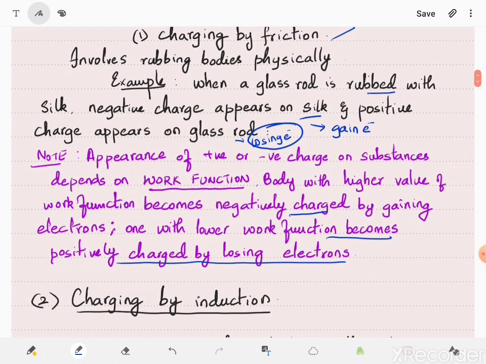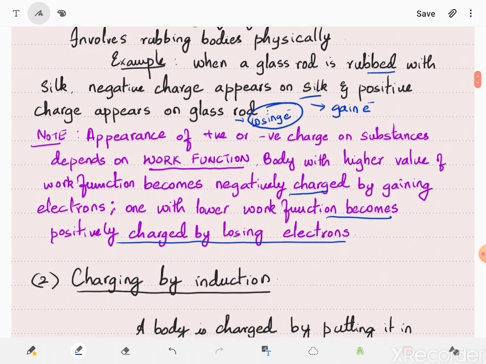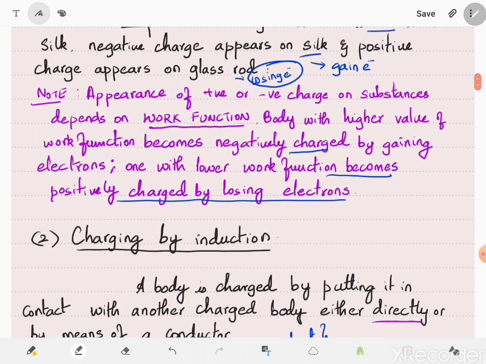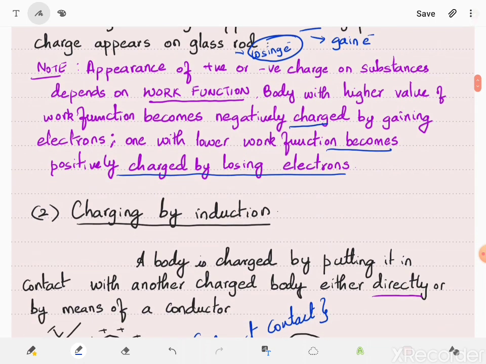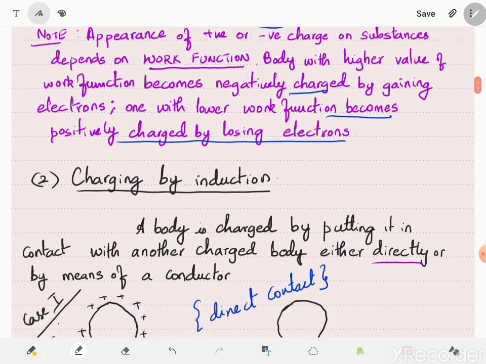The second method of charging is something called charging by induction. A body is charged by putting it in contact with another body, either directly or by means of a conductor. Now, what do we mean by this?